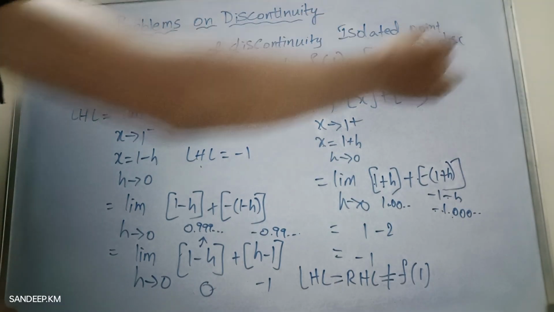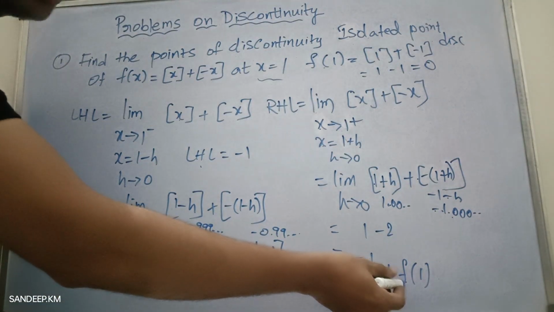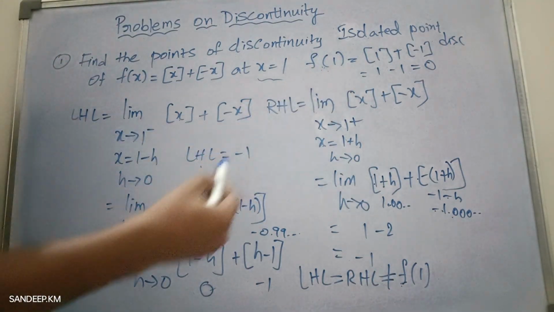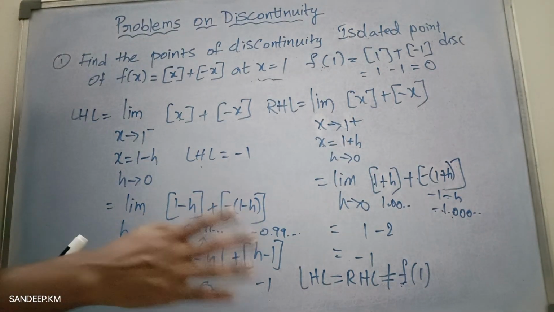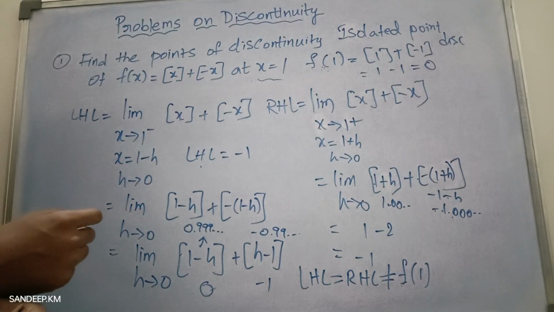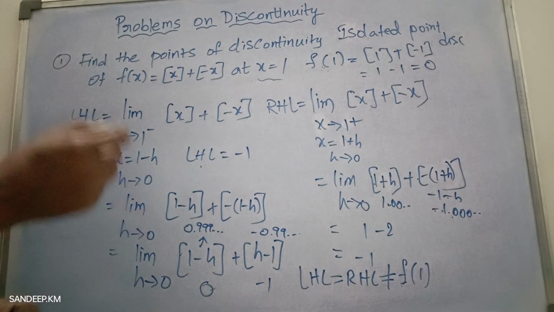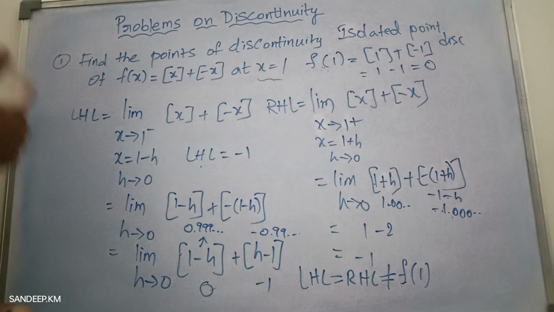So whenever left hand limit is equal to right hand limit but not equal to the value of the function, where the value of the function is a finite number, we have isolated point discontinuity at x is equal to 1. So that is the solution of the first question. In case you do not have clarity about what types of discontinuities there are, do check the video of types of discontinuity in the playlist of continuity. Anyhow, let us go for the next question.